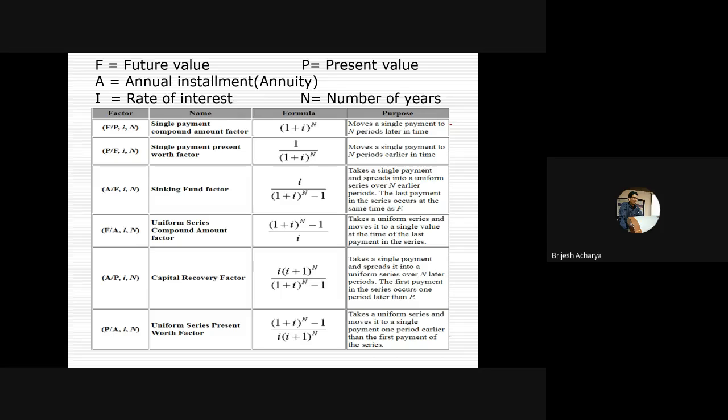Similarly, if you are paying an annual installment for N years at I%, what will be the future value, you can find out using the F upon A formula. If you want to know the annual amount, the annuity which you will receive if you invest P rupees, present money, at I% rate of interest for N years, then the capital recovery factor is used. And similarly, if you want P by A, if you want to receive some amount annually and want to know what amount of money must be invested, you can find it out using the P upon A, I, N formula.